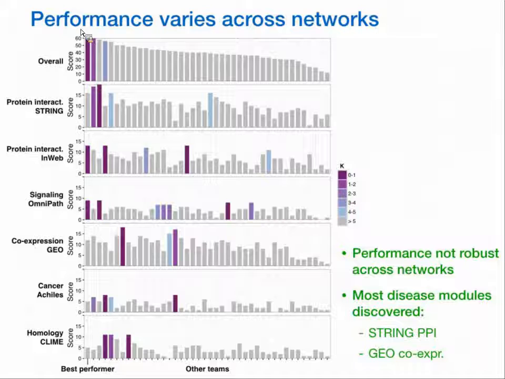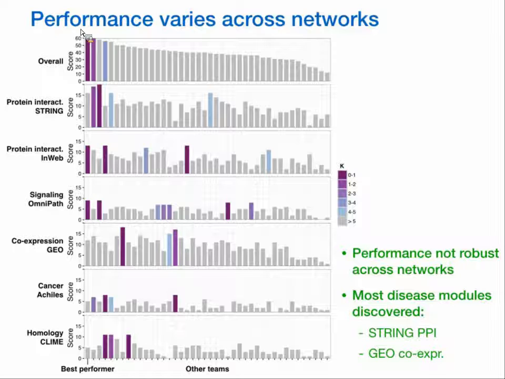Now if you look across the networks, it doesn't look so pretty anymore. So here we have the overall score, and then these are the scores on each of the networks. And basically in purple are the top performers on each network. And you see that there's a lot of variability. If you look a bit closer, actually the top performer did pretty well on the protein interaction networks. Best top here and top here.